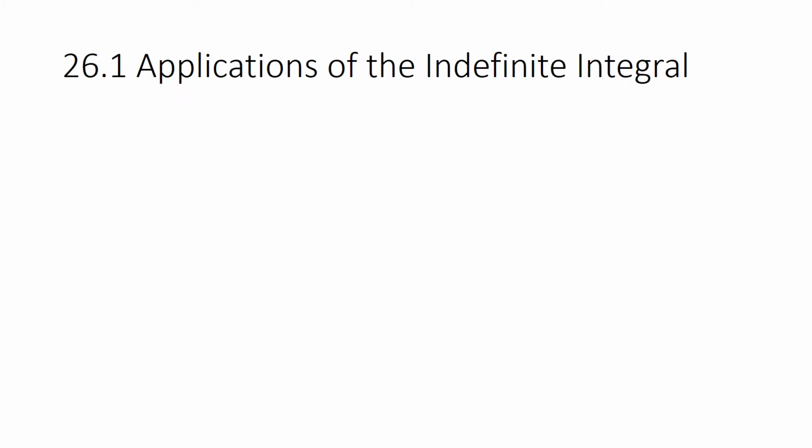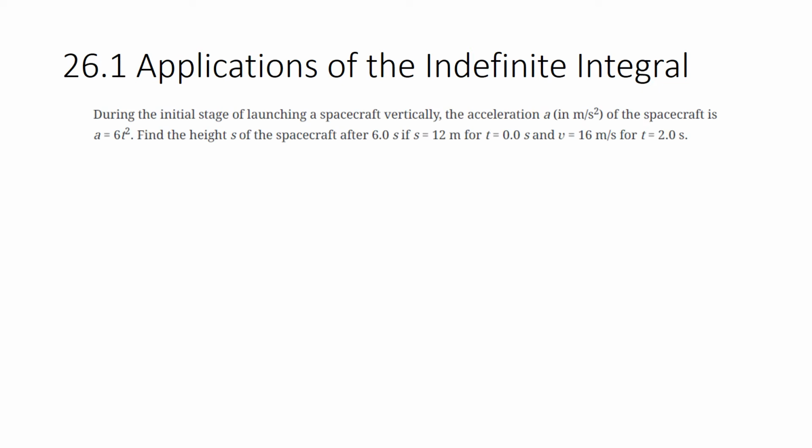Okay, so let's take a look at applications of the indefinite integral. So in this example, we imagine that we're launching a spacecraft straight up, vertically, and the acceleration a, which is measured in meters per second squared, of the spacecraft is equal to 6t squared. So the acceleration is 6 times whatever time is squared. So we want to find the height of the spacecraft after 6 seconds.